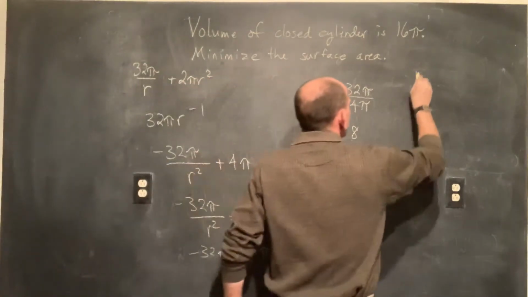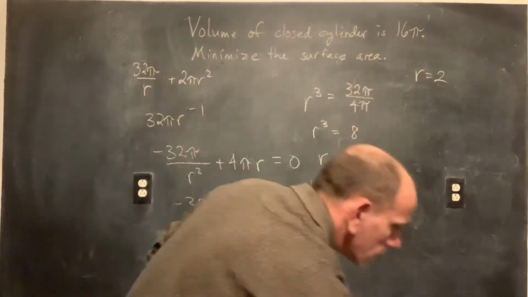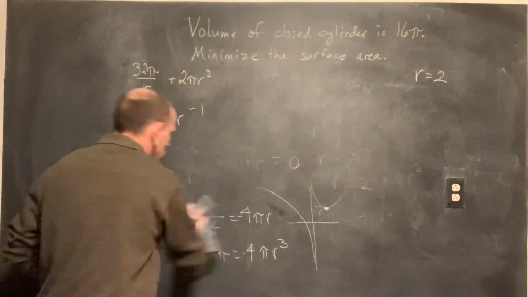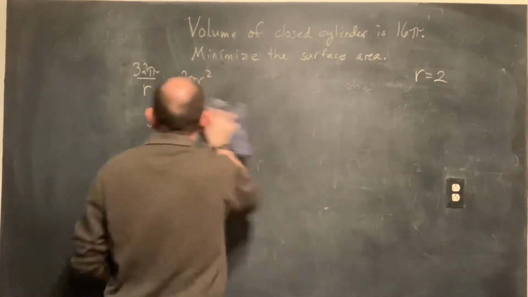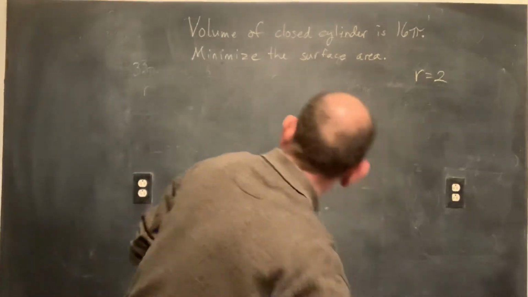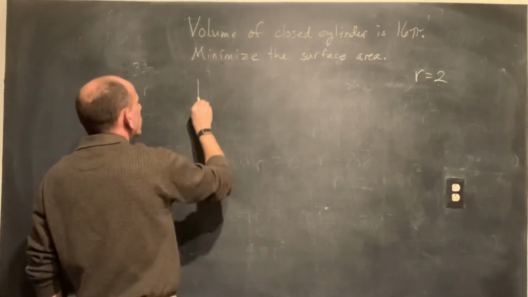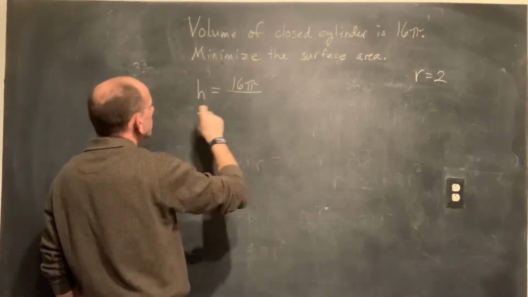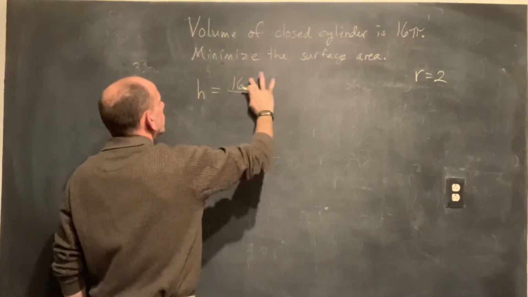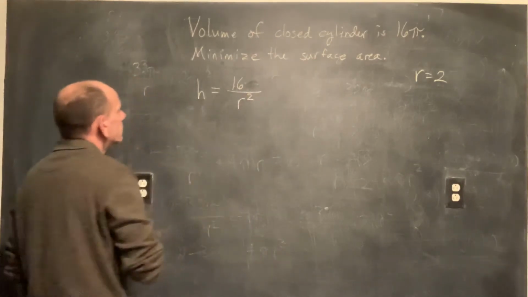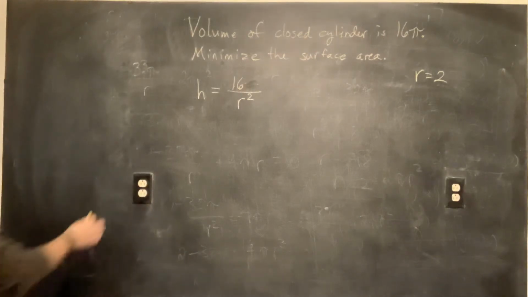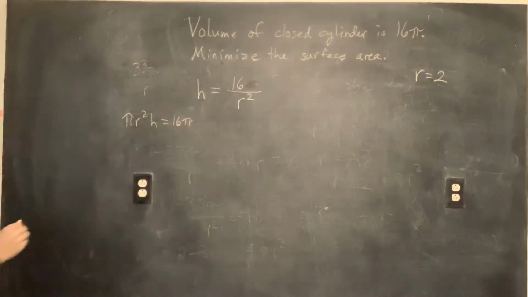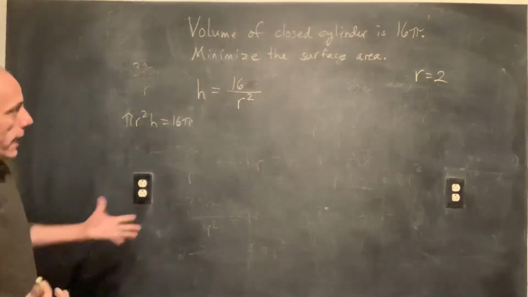Okay, so we've got r equal 2, but we're not done. I guess I erased it. We'd already solved that h was equal to 16 over r squared. That came up from our constraint function, right? The pi r squared h was 16 pi. So we'd actually already solved for h in terms of r.